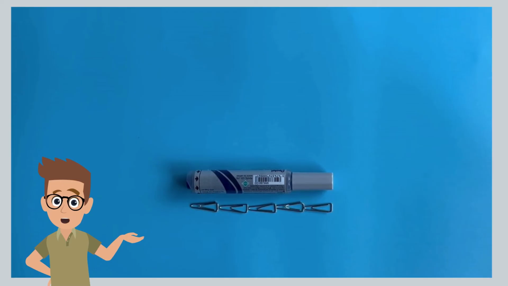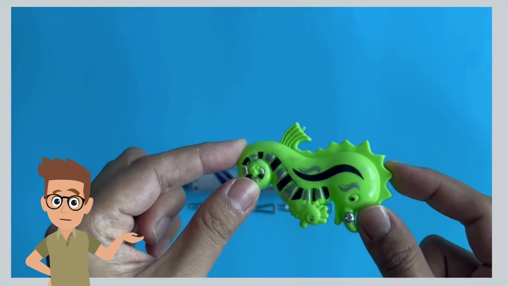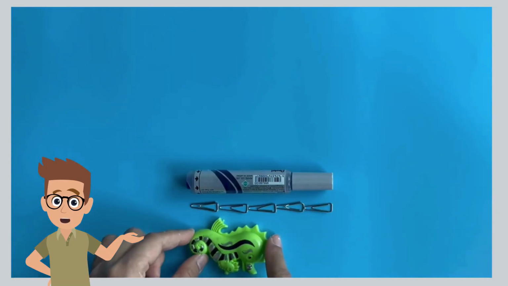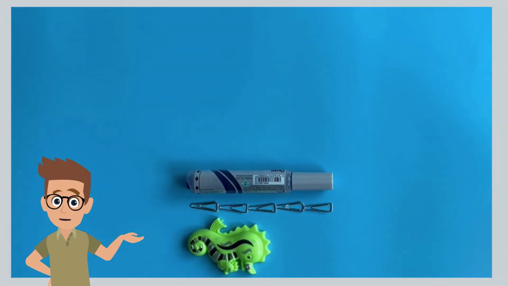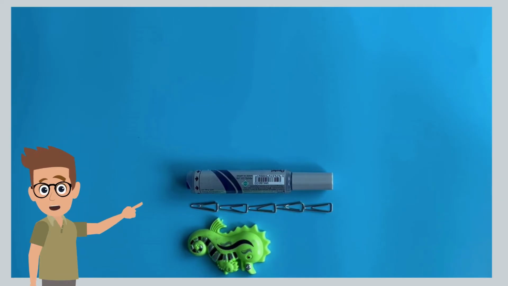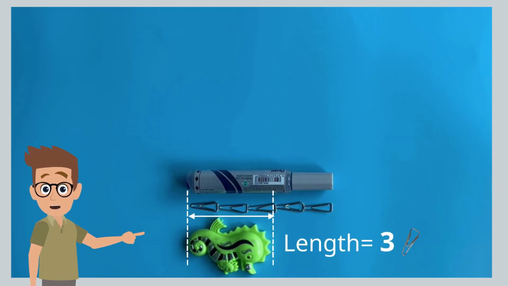We can use the paper clips to measure the lengths of other objects, such as this toy. Can you tell what is the length of the toy measured using paper clips? Pause and discuss with your friends. The length of the toy is equal to 3 paper clips.